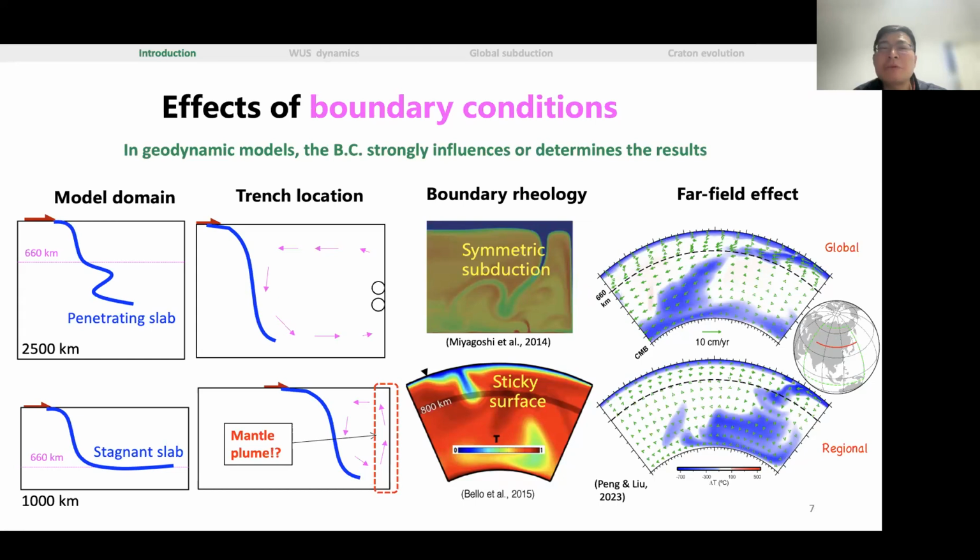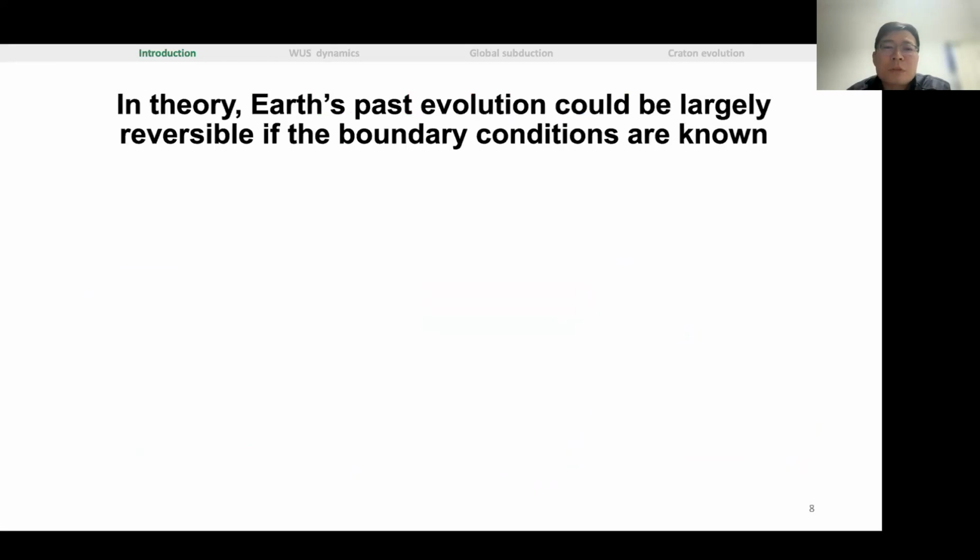To summarize this slide, you can say that the boundary condition very strongly influences or even determines the results, and a lot of these can be artificial. On the other hand, this is a good thing, because in theory, the Earth's post-evolution depends so much on the boundary condition. If we know the boundary condition, we actually can fairly well recover the evolution.